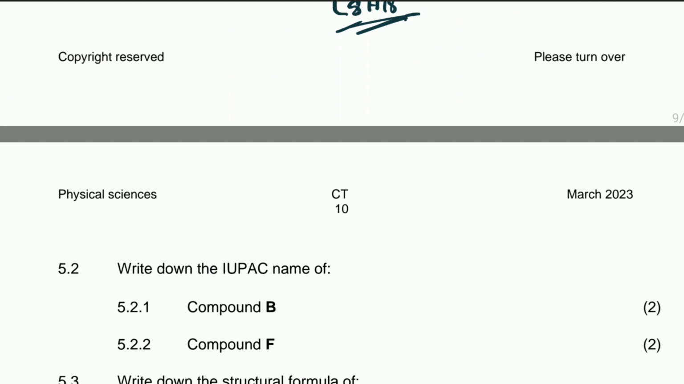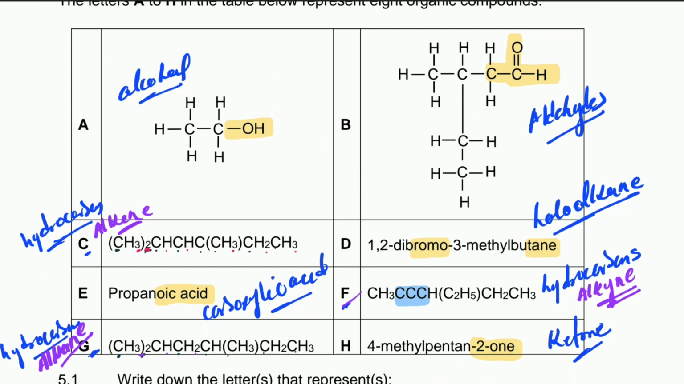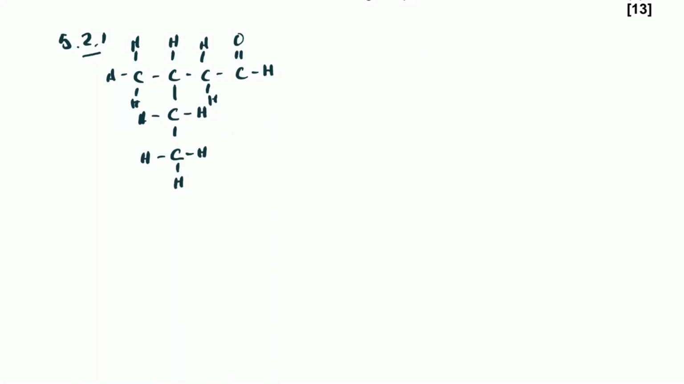Write down the IUPAC name of compound B. Now compound B is this one here on this side. And here's compound B, guys. So now the first step to name a compound is to identify the homologous series. This one you can see is an aldehyde we already identified, and therefore it's going to end in -al.